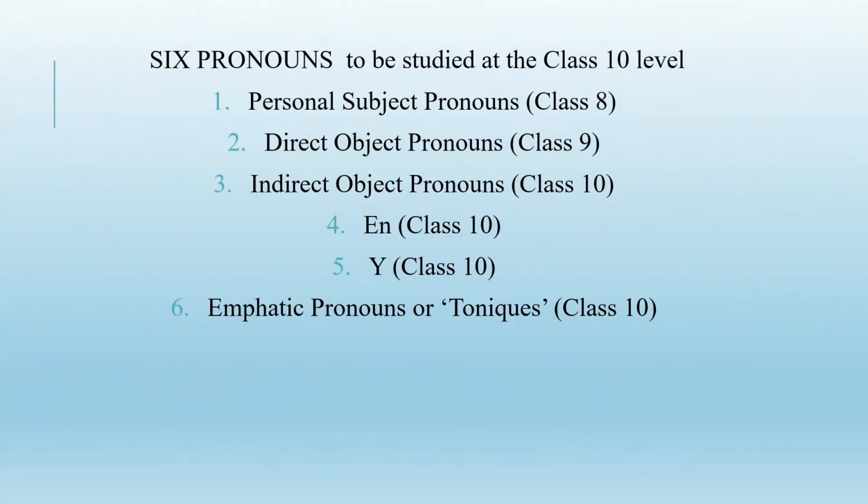So at the class 10 level you need to study 6 types of pronouns, which are respectively the personal subjects that we have already done in the 8th standard, the direct objects you've done in the 9th standard, indirect objects, en, y, and the emphatic pronouns or les pronoms toniques. The last 4 are all new for you.